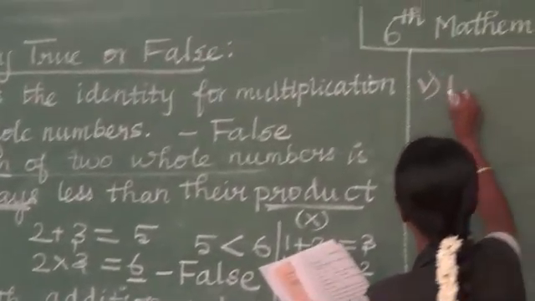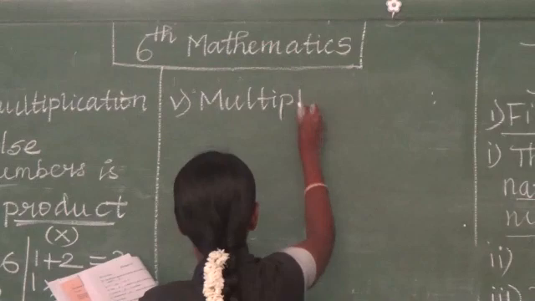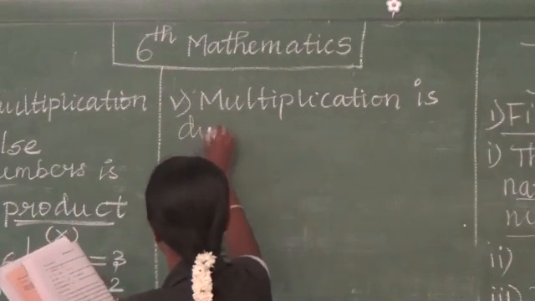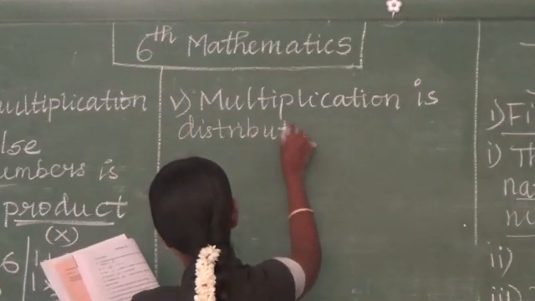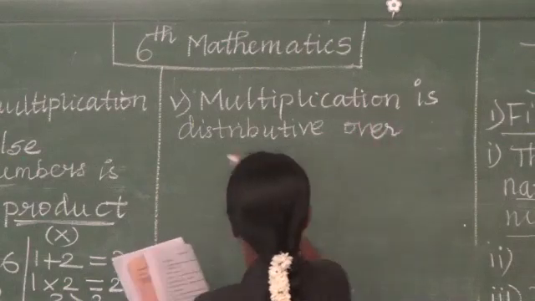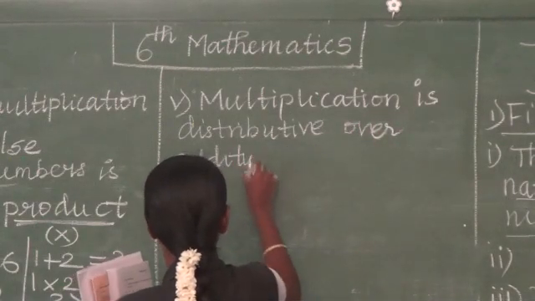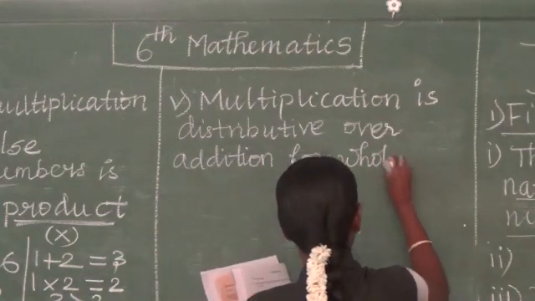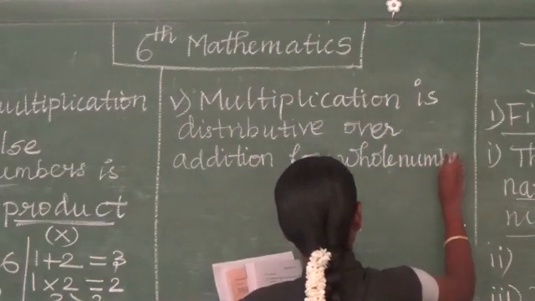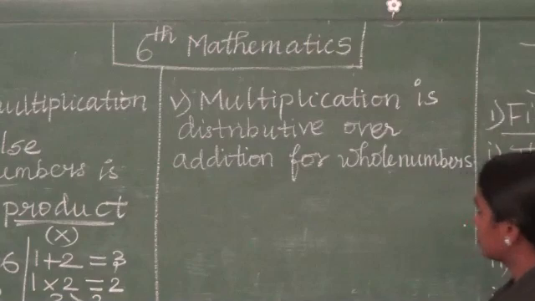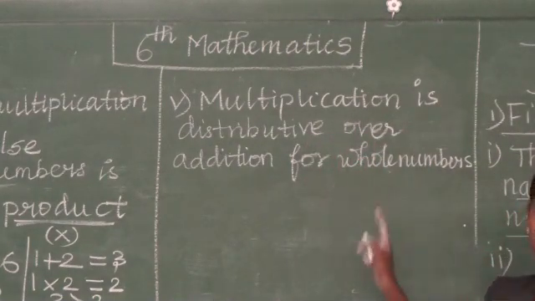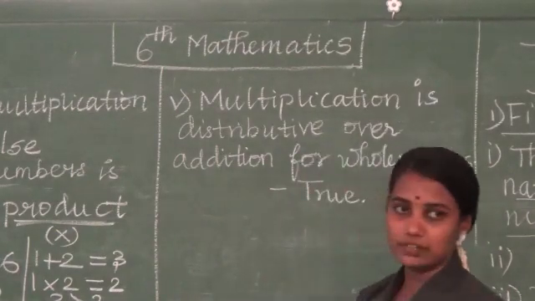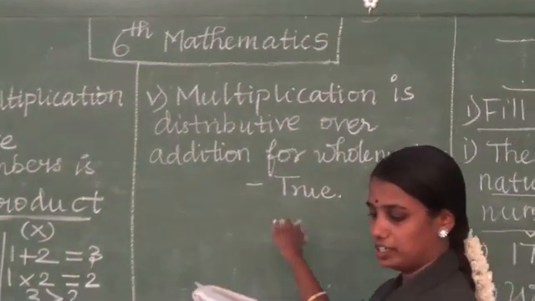Next, option 5. Multiplication is distributive over addition for whole numbers. This is also a true condition. So already we learned the property, from that only we derived it's true.